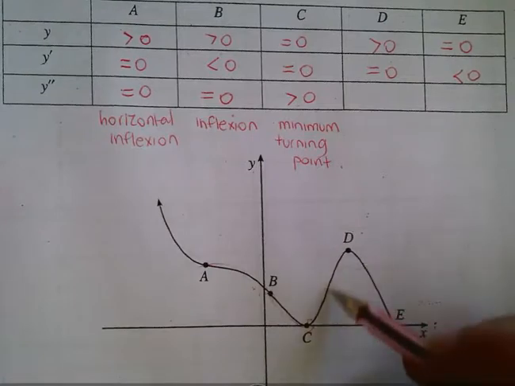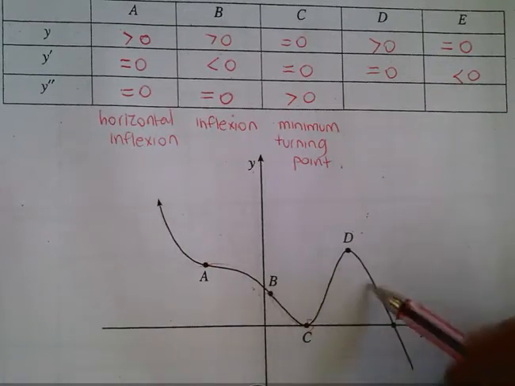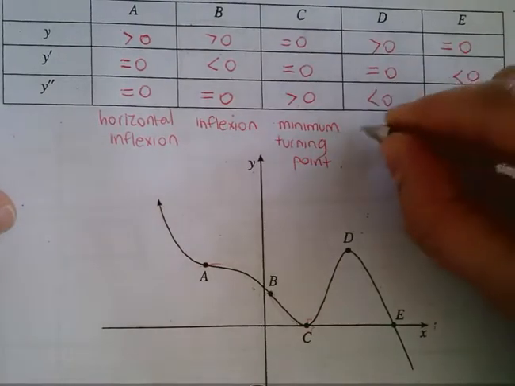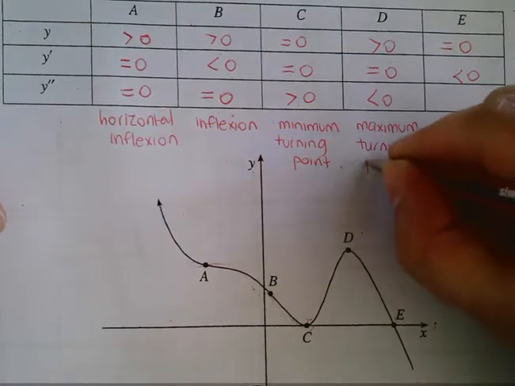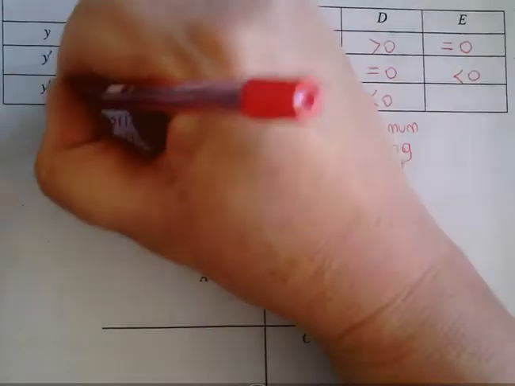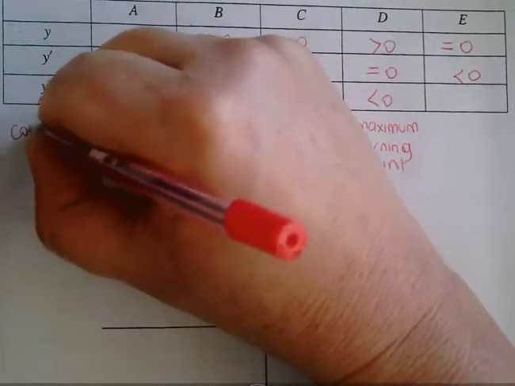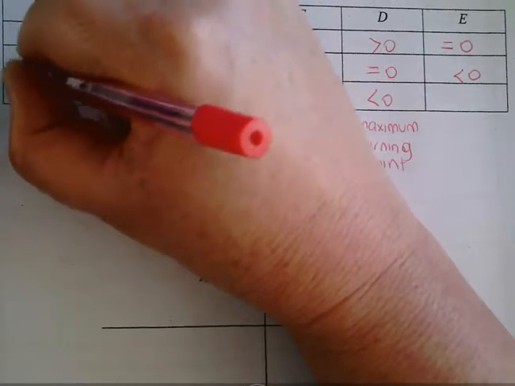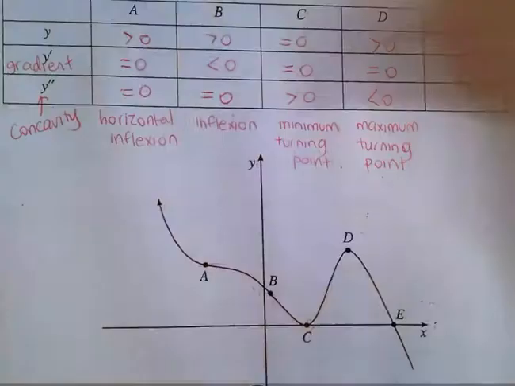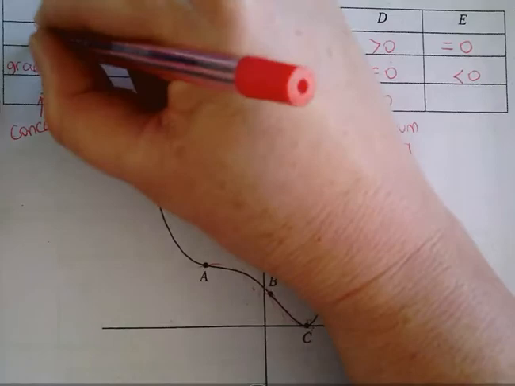Tell me about D. It's a maximum. It's also concave down. Maximum turning point. Remember, can you write maybe here next to that concavity? We're determining that by concavity. This one is purely gradient. And this is the y value.